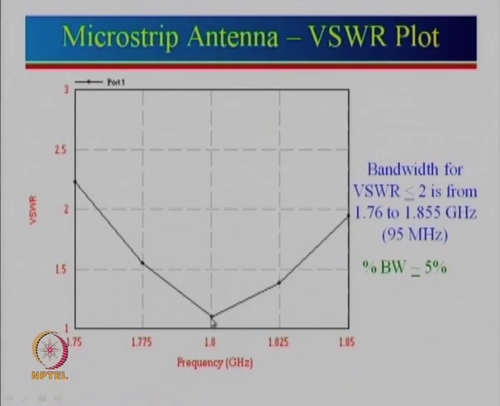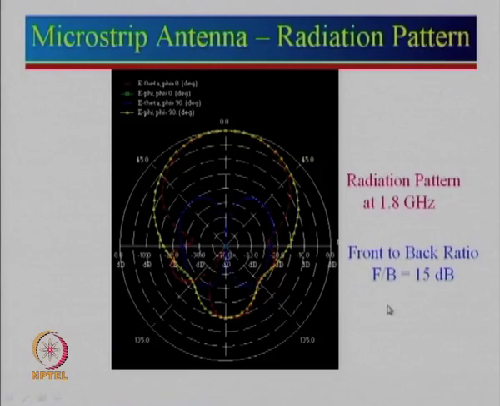We have just given you one example over here where we had designed the antenna at about 1.8 gigahertz. So this is how the VSWR varies, and we define bandwidth for VSWR less than 2. Over here, 1.76 is roughly this frequency, and it is about 1.855 that goes there. So the total bandwidth is about 95 megahertz, and we define percentage bandwidth as bandwidth divided by the center frequency, which is coming out to be 5%.